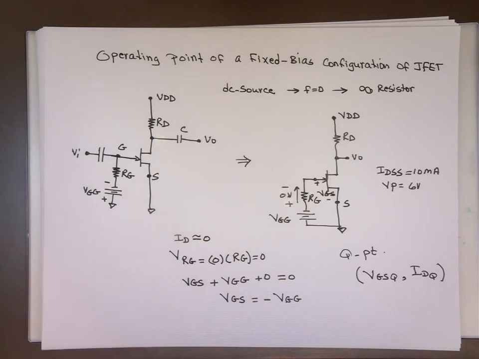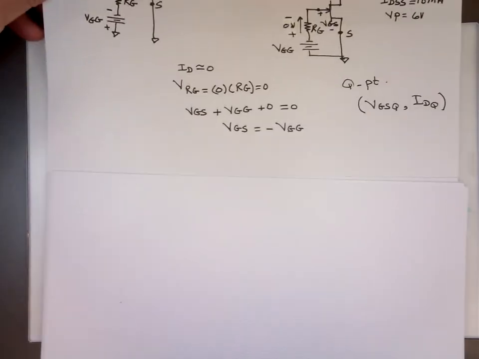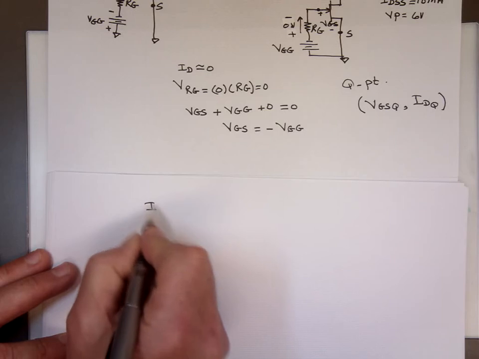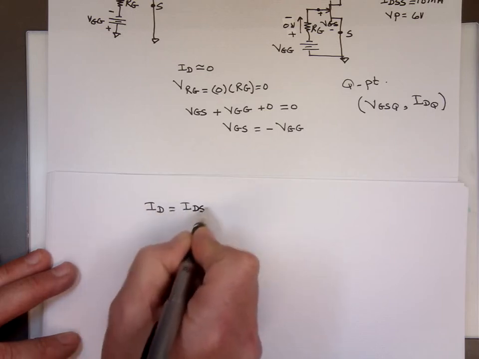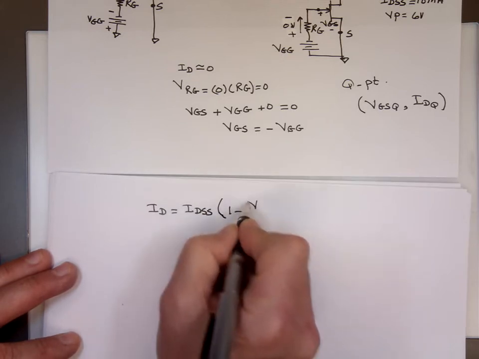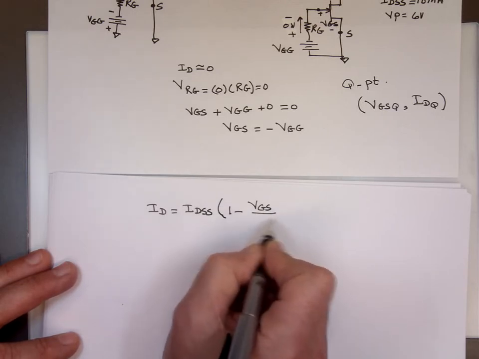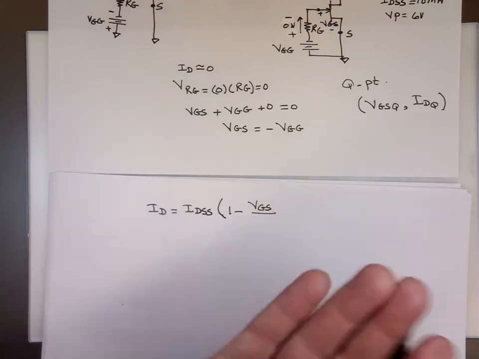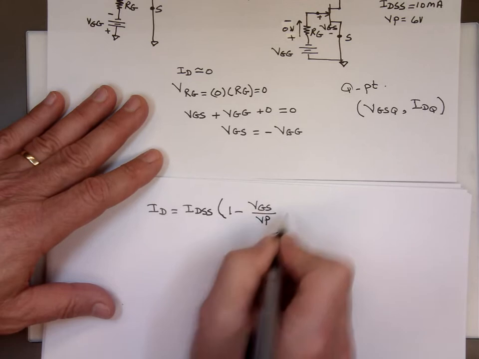Well, to find I sub D, what do we do? We go to our equation for the current, and I sub D is equal to I sub DSS times 1 minus VGS over VP, or you can write negative VP here or plus VP, it depends if your VP is positive or negative, and you're going to square it.